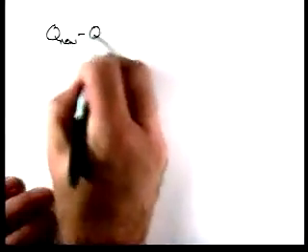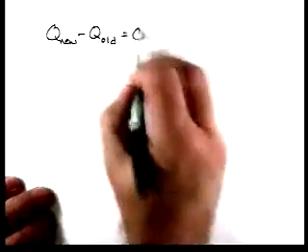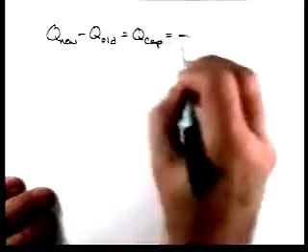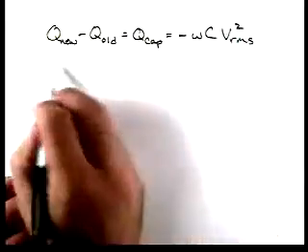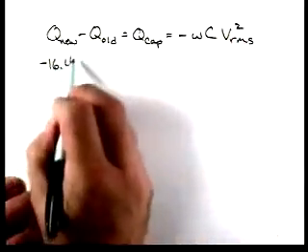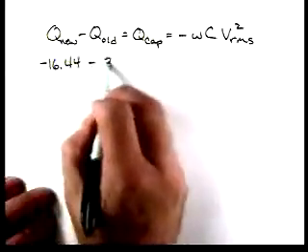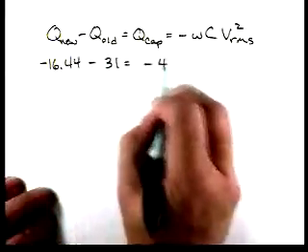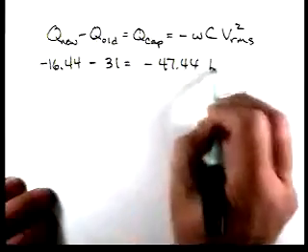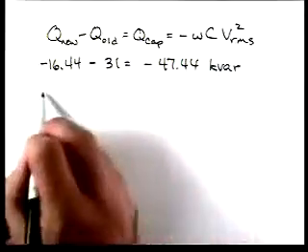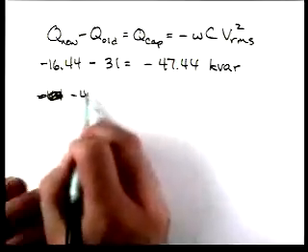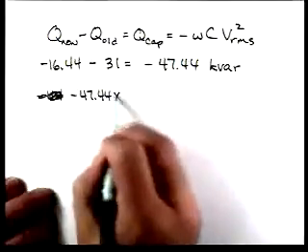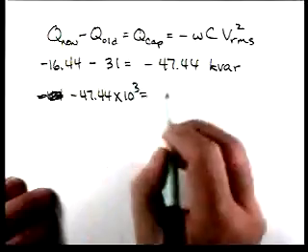Okay. So Q new minus Q old equals Q cap, which is minus omega C V RMS squared. So we have minus 16.44 minus 31 is minus 47.44 kilovars. So now we have minus 47.44 times 10 to the third.